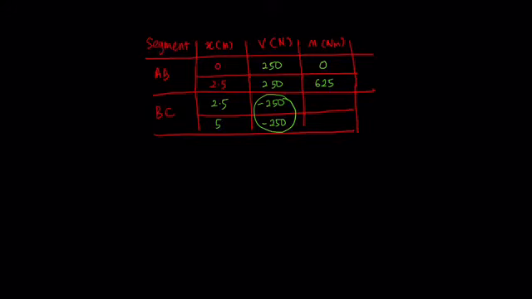For segment BC, when x is equal to 2.5, then your M is equal to 625. When x is equal to 5, your M is equal to 0. Okay, after you are done with the table, then you need to draw the shear force diagram and bending moment diagram.